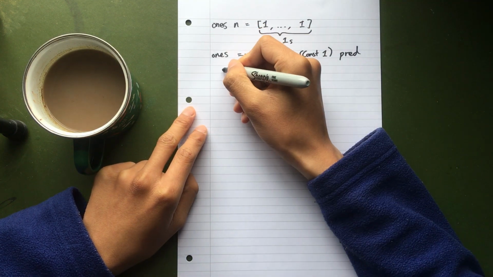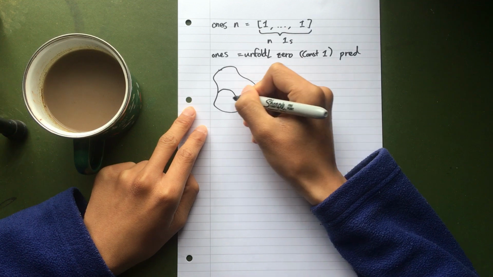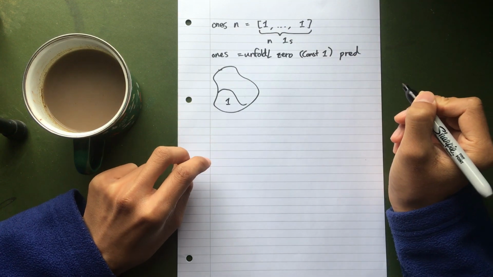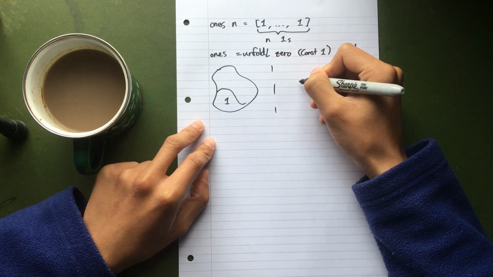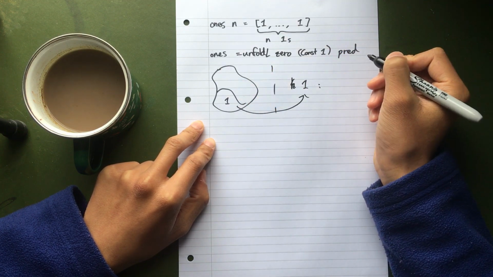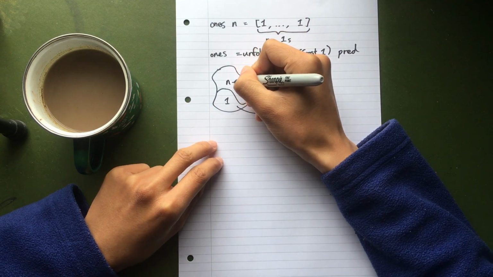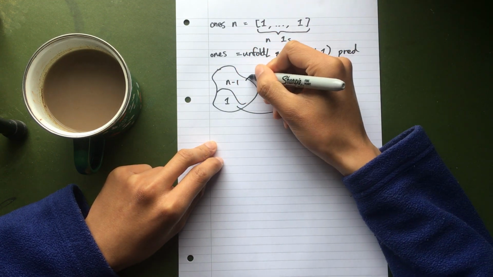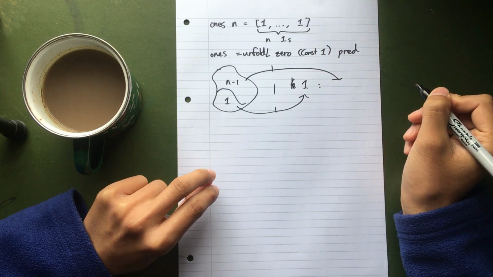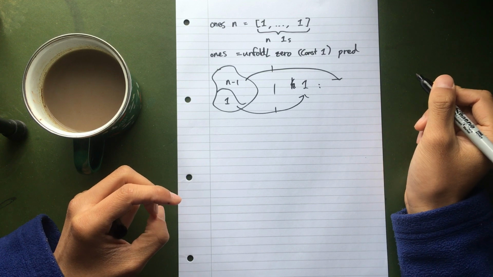So what this is saying is, when we have a non-empty list, the head of our list is going to be 1. And the tail of our list is going to be, well, a list of ones of length n minus 1. Okay, so that's nice.